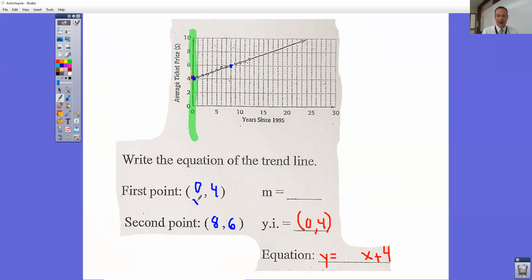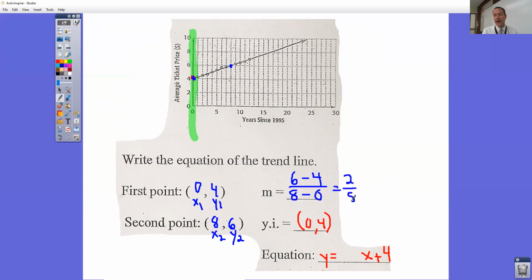All points are written x, y. So this is an x, this is a y, this is an x, this is a y. This is your first point, so these get 1s. This is your second point, so these get 2s. We need to sub them into the slope formula. Our slope formula says y2 minus y1. So we have across the top 6 minus 4 over x2 minus x1. So we have 8 minus 0.